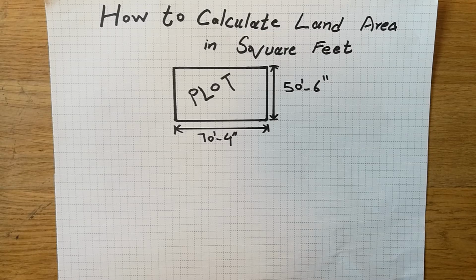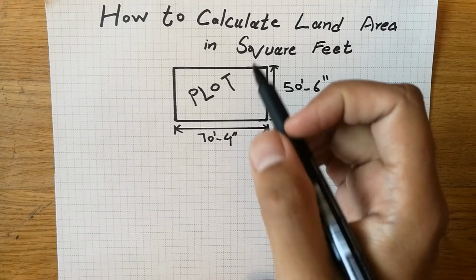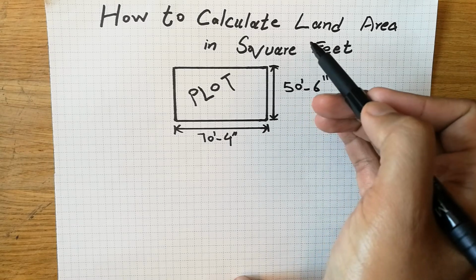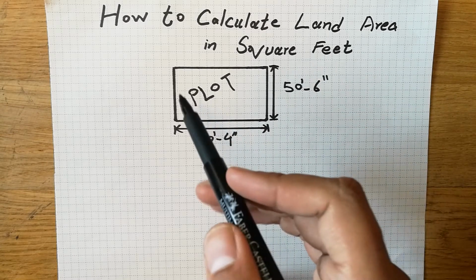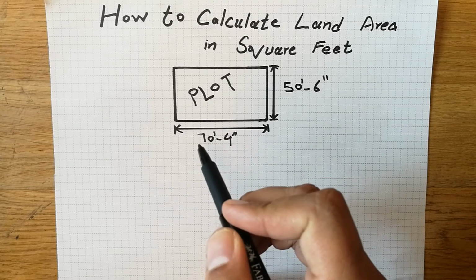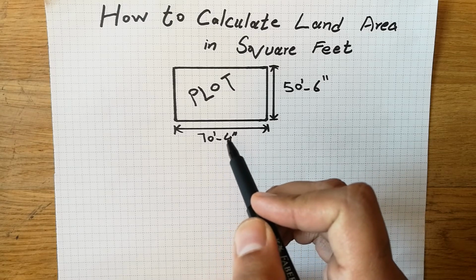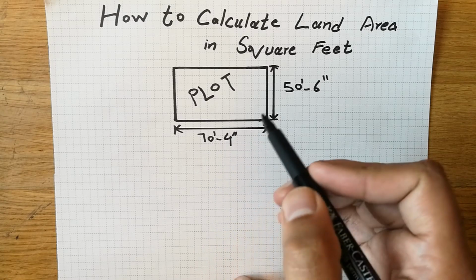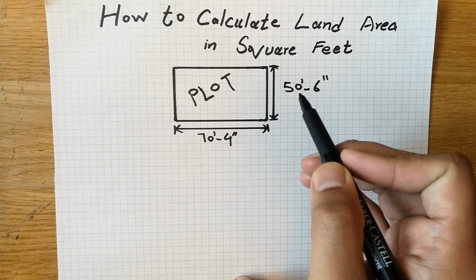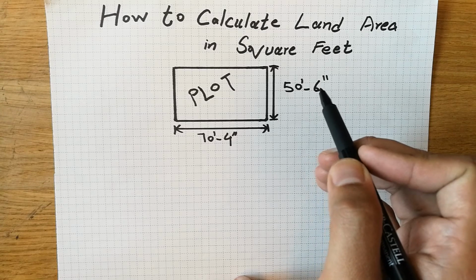Today I am going to show you how to calculate the land area of a plot in square feet. Okay guys, so first of all, this is a plot for example, and that's the length of the plot, which is 70 feet and 4 inches. And this is the width of the plot, which is 50 feet and 6 inches.